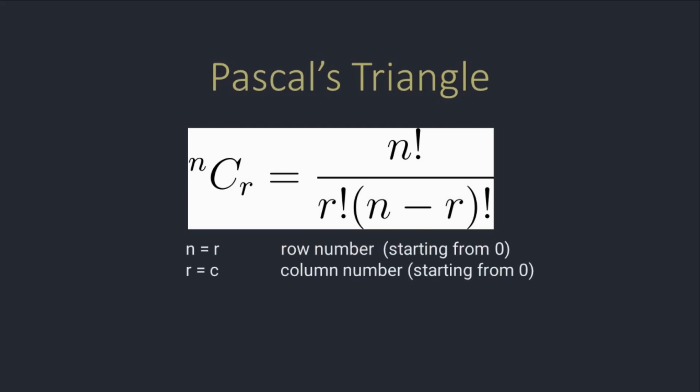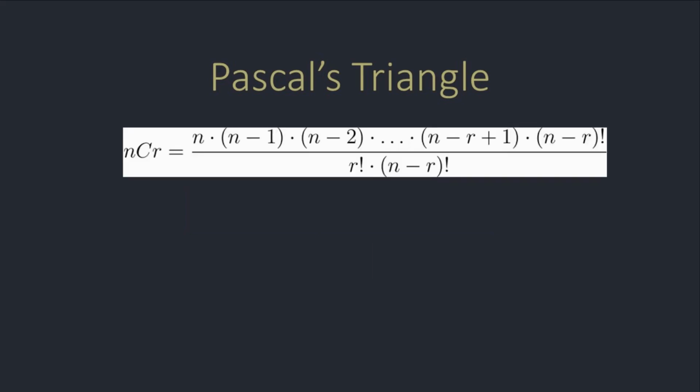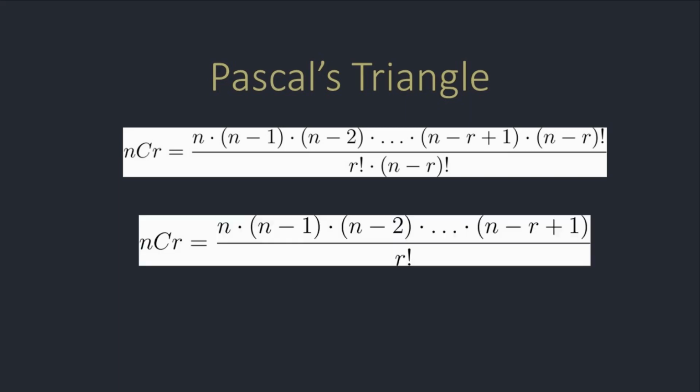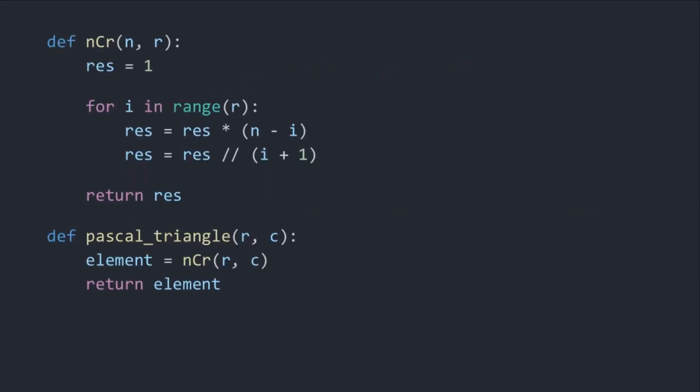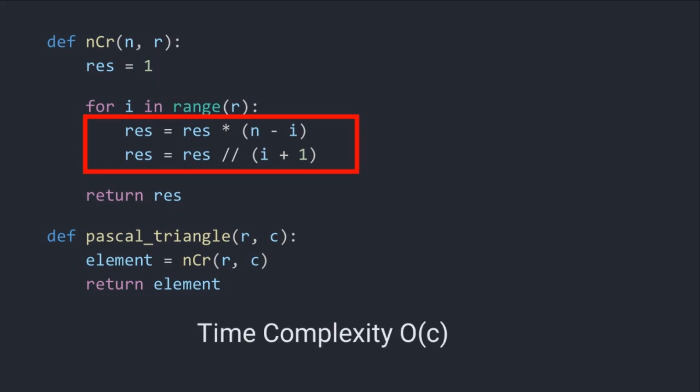So our problem is reduced to calculating the factorials, but there exists a more efficient way to calculate nCr instead of calculating and dividing factorials. Since there is an (n minus r) factorial in the denominator, we can expand the n factorial of the numerator up to (n minus r) factorial. The (n minus r) factorial is cancelled from the numerator and denominator, resulting in this. It can be coded as: starting with 1, at each step we multiply by (n minus i) and divide by (i plus 1). The time complexity is O(C), where C is the given column number.